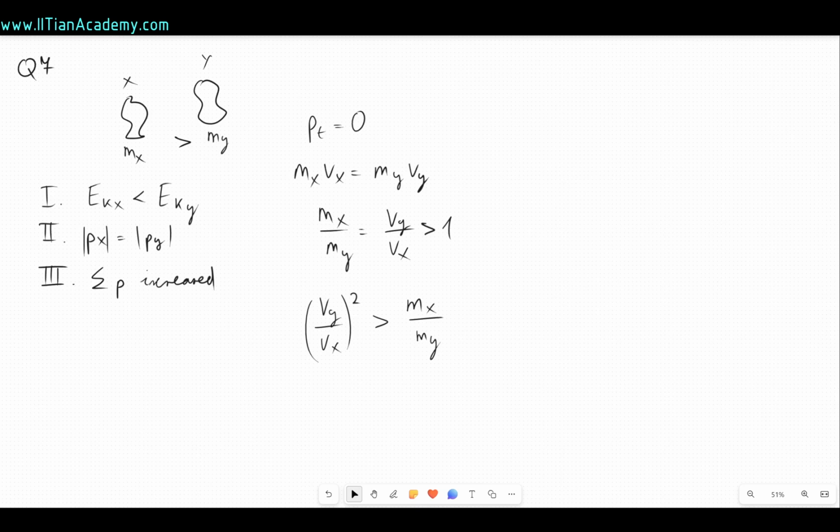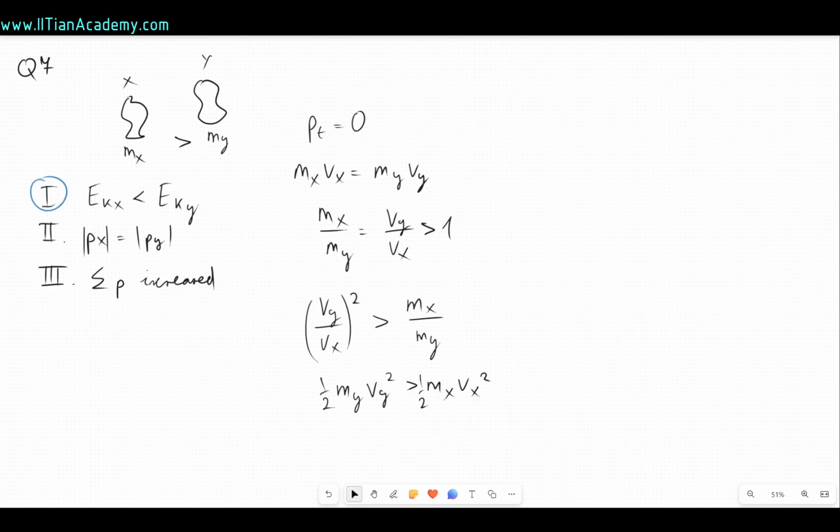So what we can do now is rearrange. So we can say my times vy squared is larger than mx times vx squared. So we can see that indeed the kinetic energy of y will have to be larger. We can put a 1/2 as well here, but that doesn't really matter.